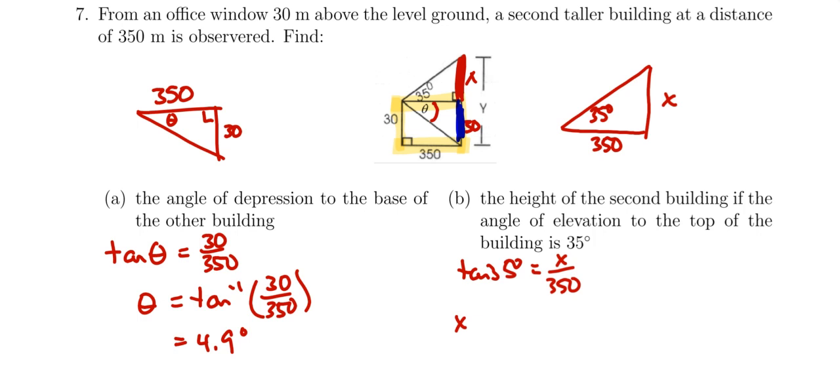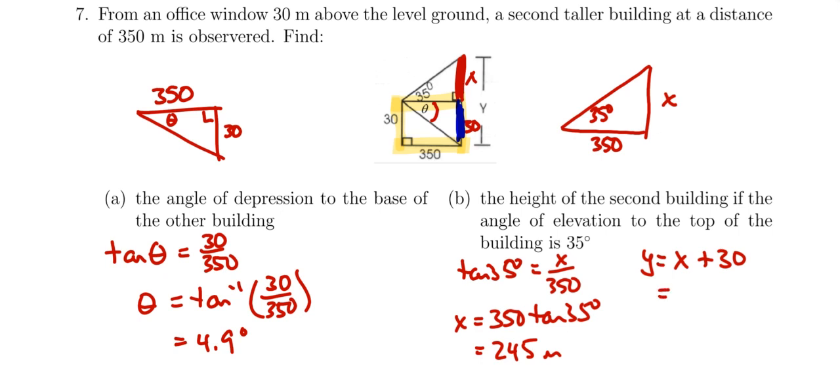So if I'm multiplying across by that 350, I'm going to get x is equal to 350 times the tangent of 35 degrees. And I just do this on my calculator off to the side. So 350 tangent of 35. And I'm going to get 245 meters, roughly. Now, the height of the second building, though, is going to be x plus 30. That's my y, if you will.